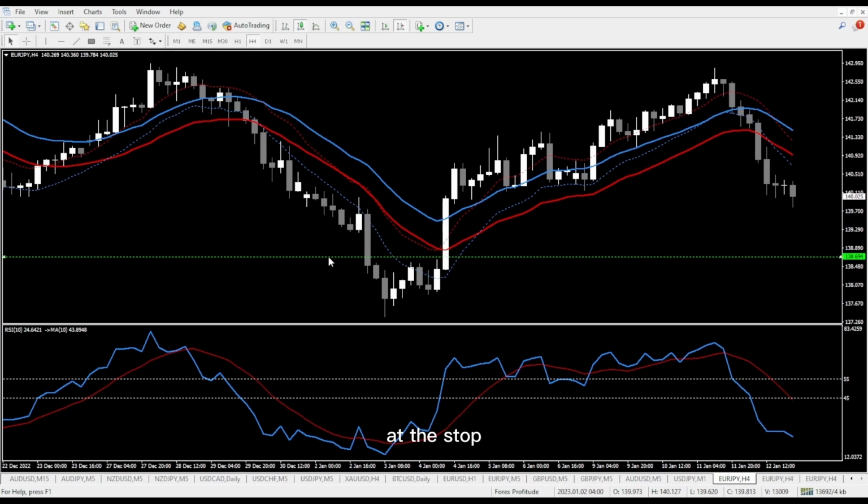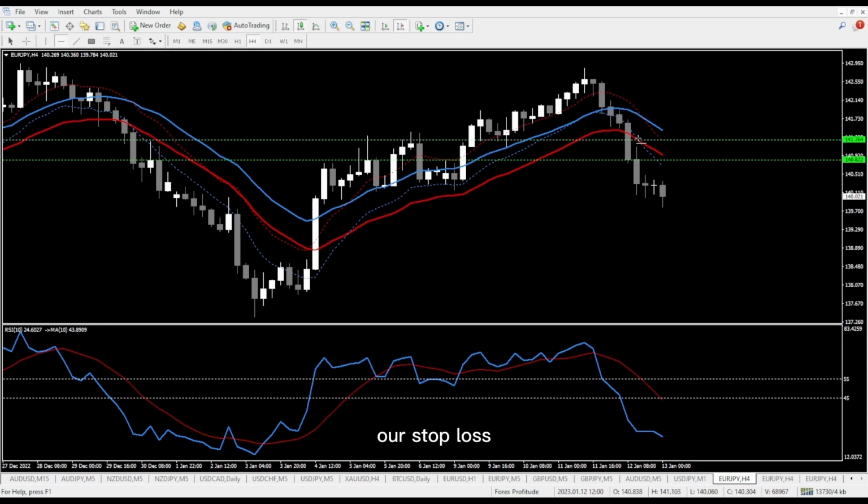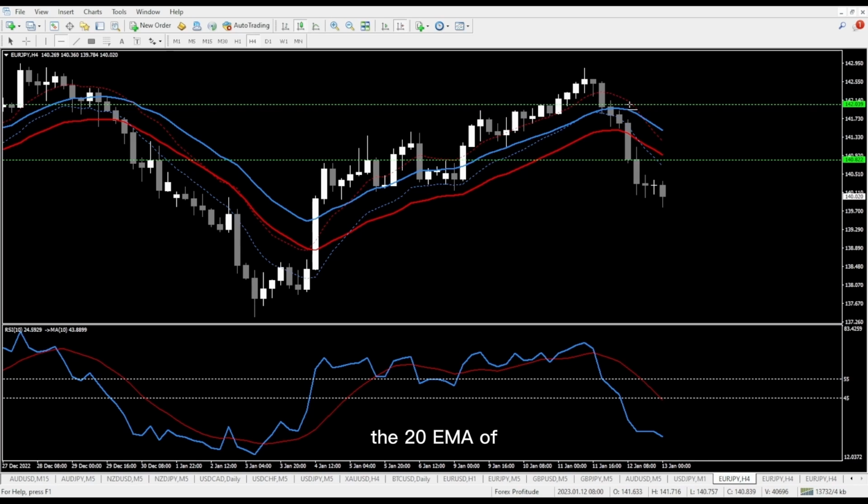Now, if we take a look at the stop loss placement for the sell trades, again, we've got two of them here, so we'll look at both of them. Take a look at this current one. So this is the sell trade. This is the current sell trade. Now we have the close of that candle below the 20 EMA. So our stop loss now is going to go above the high, above this blue 20 EMA. So our entry is at this level right here, and our stop loss goes just above the 20 EMA of that signal candle.